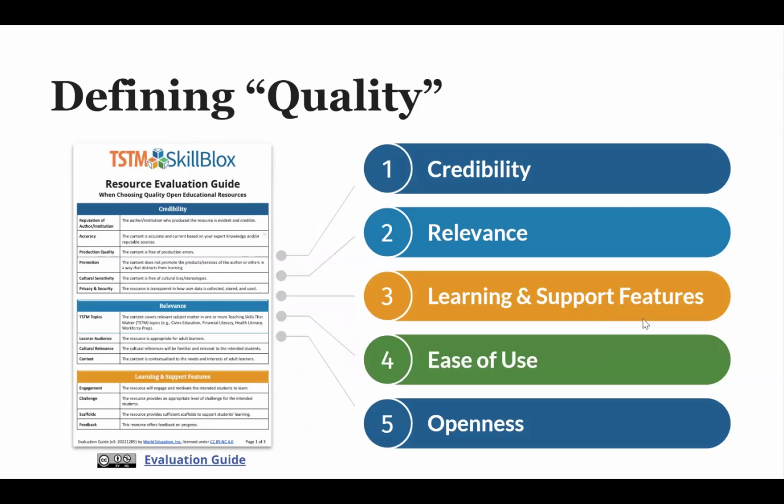So as a reminder, we kind of looked a little bit at this last time, and we'll dive deeper into it this time. And it's 5 key criteria for evaluating educational resources, which are credibility, relevance, learning and support features, ease of use, and openness. And so we'll talk today about how the credibility and the relevance really come to play when we're talking about content, when we use AI to generate the content of the learning, and is that content credible?